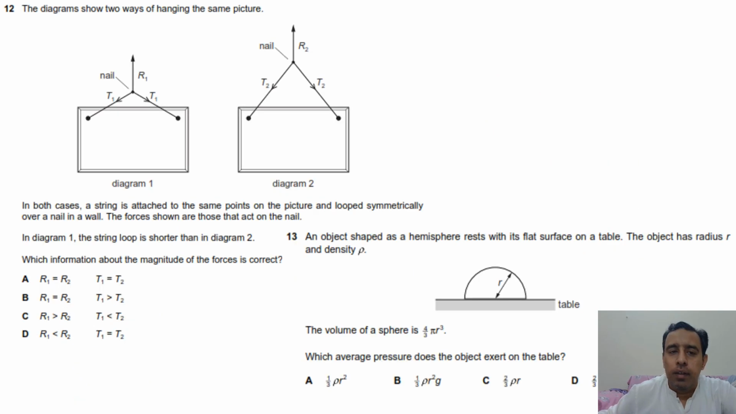Next question is question number 12. Look at this question. We have two pictures. These pictures are the same. Same pictures means they have the same weight, which is downward. If they have the same weight, it means they are being balanced by the same type of upward forces. So R1 and R2 must be the same, like their weights are the same. So option A or B is correct.